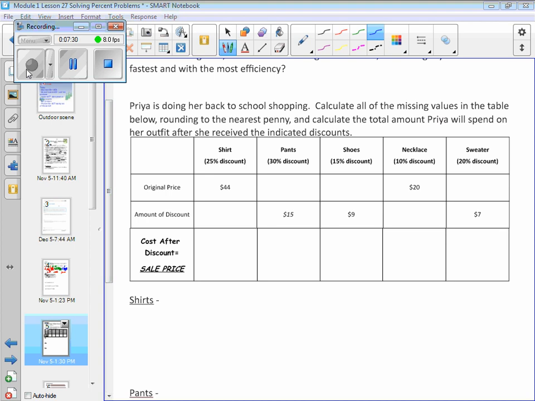We're gonna do the first one together, and then you're gonna work in your groups the remaining. So she's going to the mall and she's buying these items. She's got a shirt, pants, shoes, necklace, and sweater, and each one is discounted differently. They tell you the discount below each one.